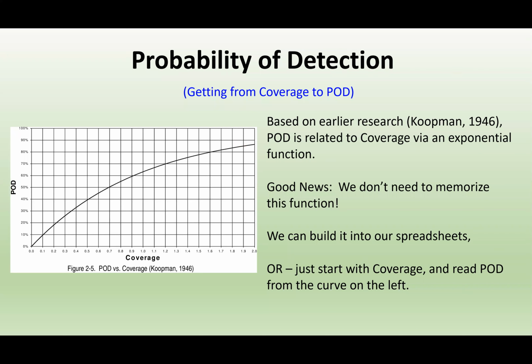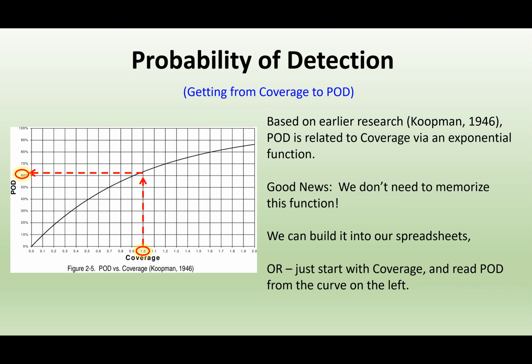If we have a coverage of 100% or 1.0 here, I think I've got a little arrow, yeah. What we do is we read up until we hit the curve, and then we read over to read our probability of detection, okay? So here we had a coverage of 100%, and that yields a POD of about 62%.